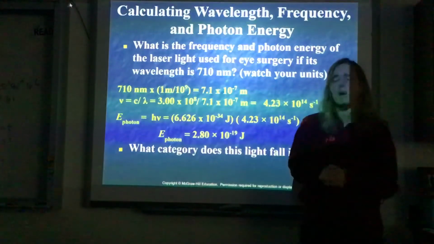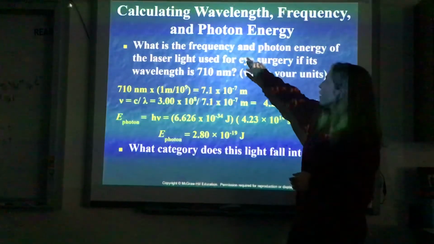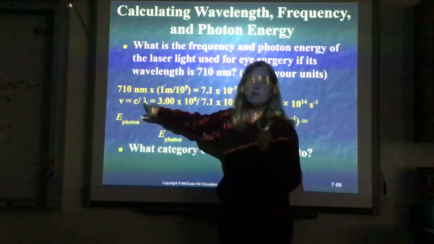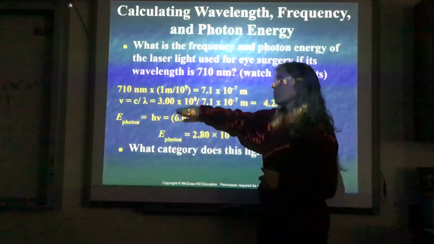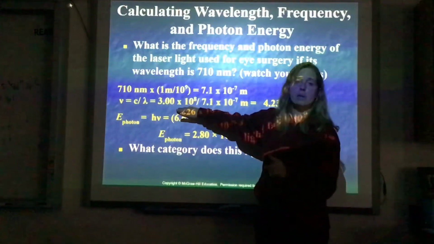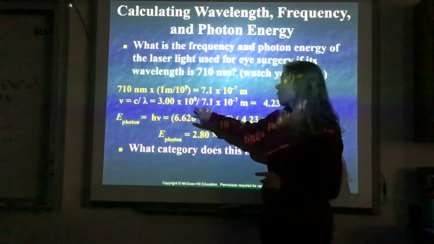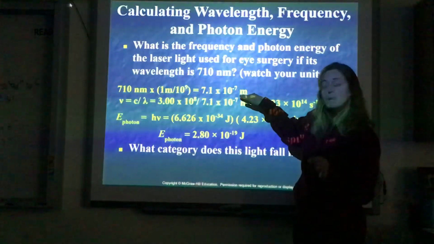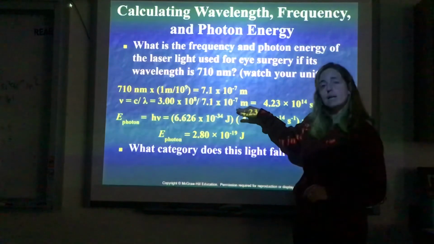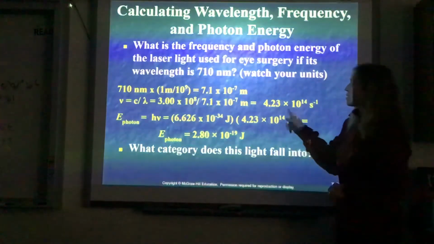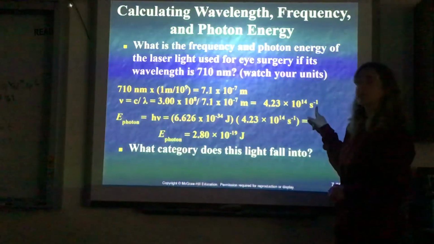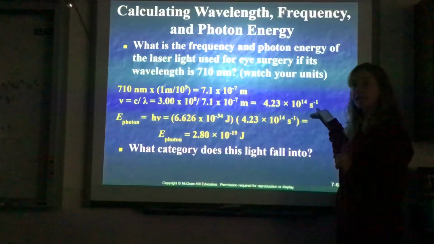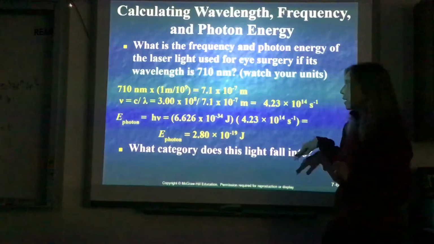So now we can solve the problem. They want to know what is the frequency and energy. So frequency is equal to the speed of light divided by the wavelength. Remember, speed of light is always the same, 3.0 times 10 to the 8, and we're going to divide that by our wavelength in meters, 7.1 times 10 to the negative 7, and that's going to give us 4.23 times 10 to the 14. Get your calculator out and do this math and make sure you get the right answer, because you need to make sure you're doing it correctly.